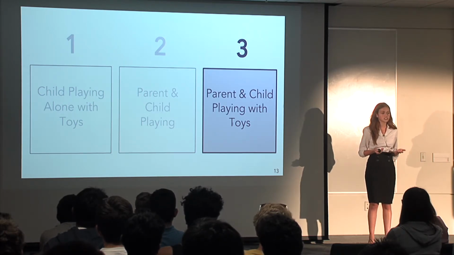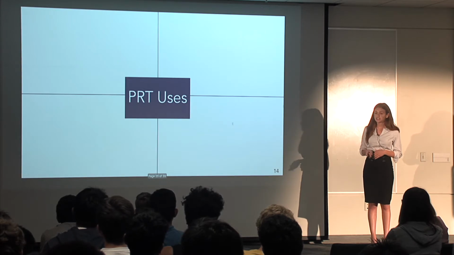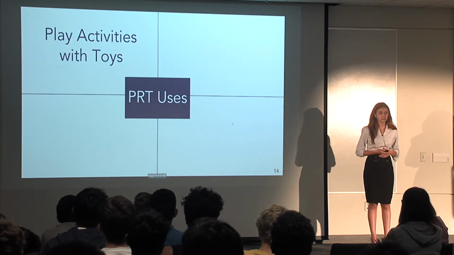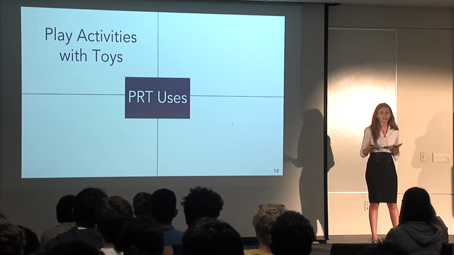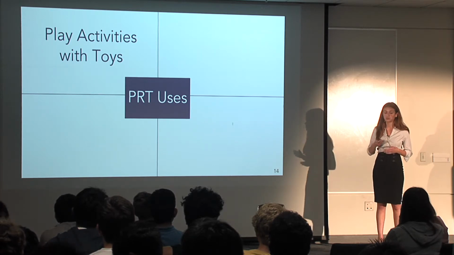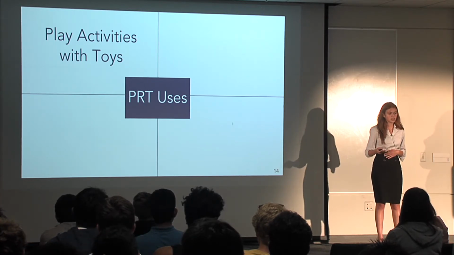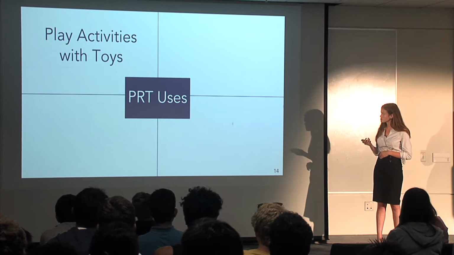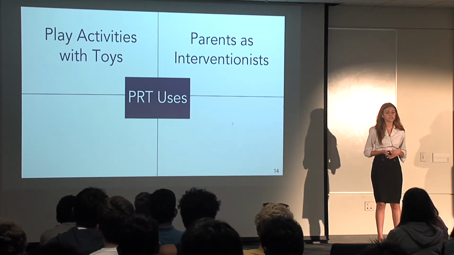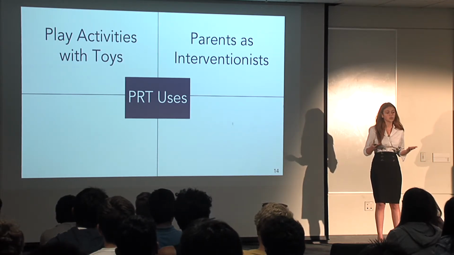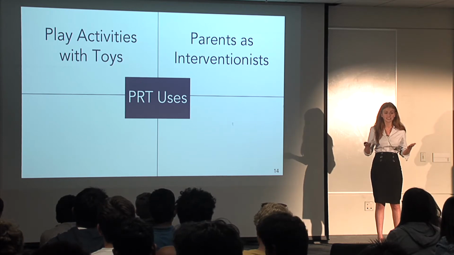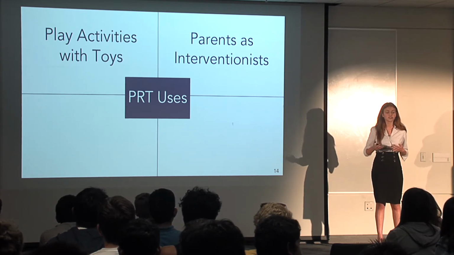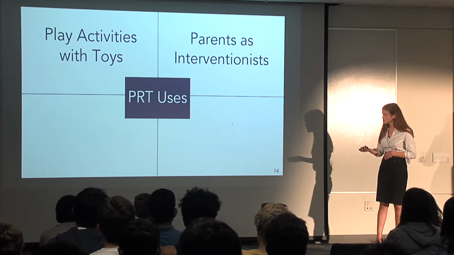And this makes a lot of sense to us as well, because PRT uses a play-based intervention. So essentially, the parent and child are playing together with toys in order to improve the child's language and improve the child's behavior. Additionally, PRT uses the parents as interventionists. So in a setting where the parent and child are playing together, it makes sense that a lot of their traits are going to be enhanced.